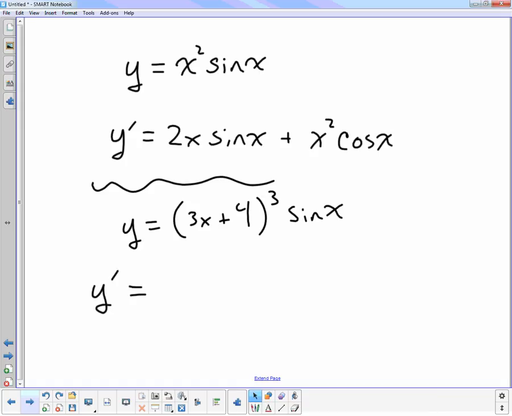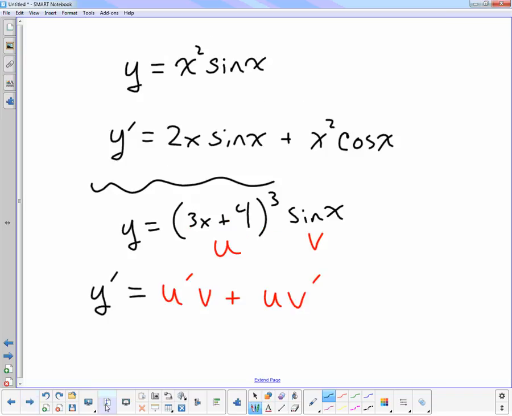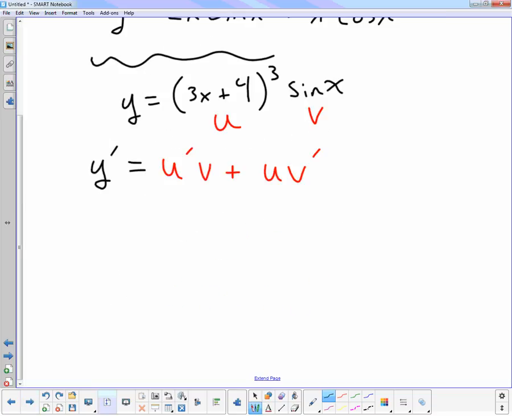So if you want, you could do this. For example, let's call this U, let's call that V. All right? So it's going to be U prime V plus U V prime. And now, when you find U prime, you're going to have to play with the chain rule. Right? Because that's what you're doing. You're going from the outside in.